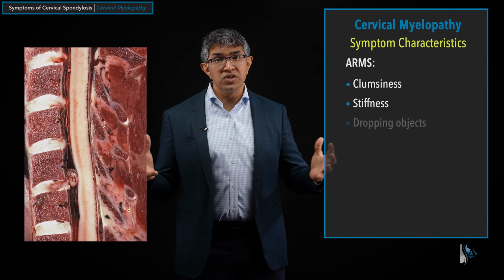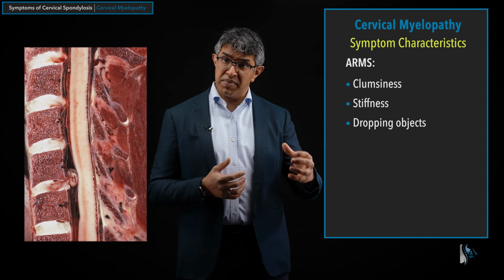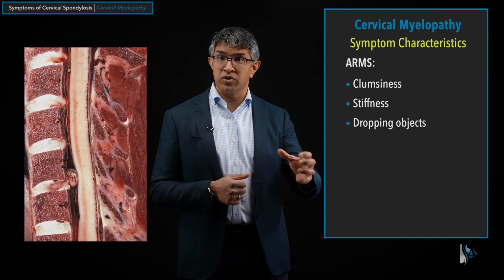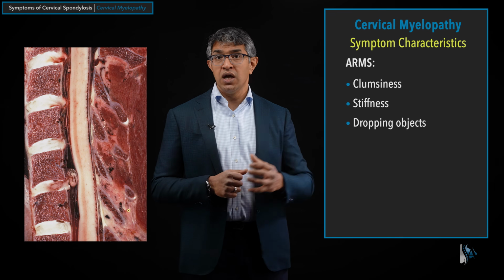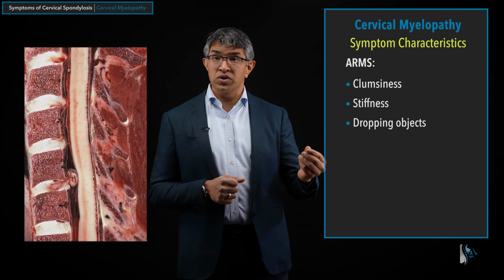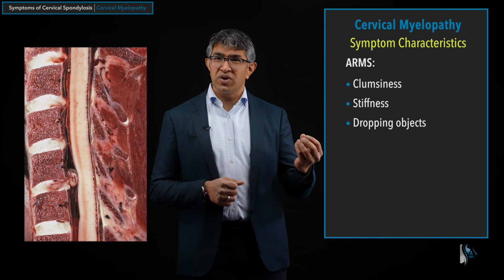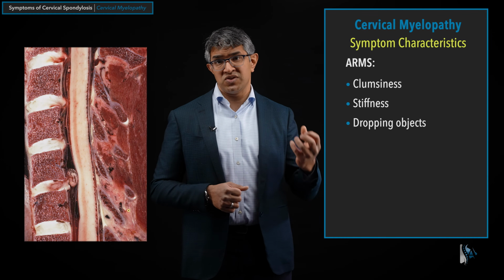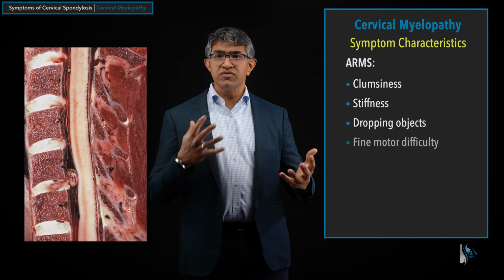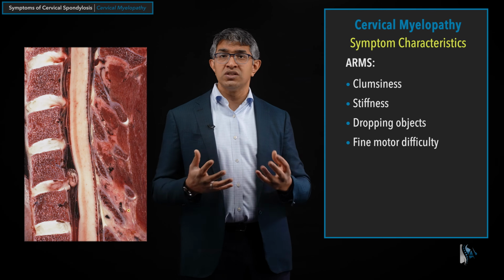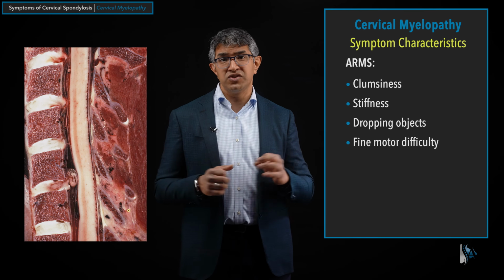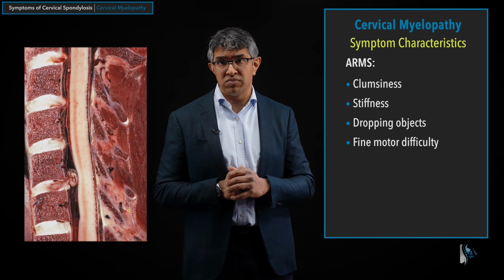People will often notice that they're dropping objects, and if they're not paying close attention, they can drop a coffee cup or a cup of water or something like that. Or even if they're holding onto a sheet of paper, if they're not paying close attention, it'll kind of slip right out of their fingers. People have difficulty with dropping objects in their hands. All of those fine motor dysfunctions are the classic features of cervical myelopathy in the arms.